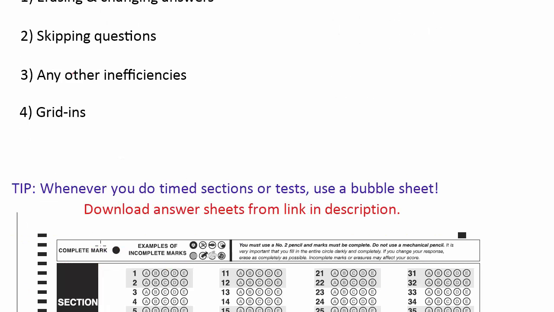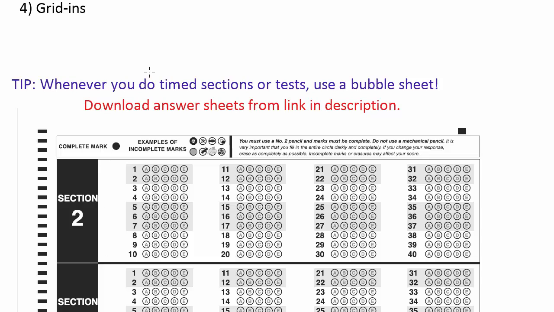So what is the tip? What is the solution? Here's the tip. Whenever you do timed sections or tests for practice, use a bubble sheet. You have to, number one, get used to bubbling in, but number two, you have to get used to losing that minute or 2 minutes or whatever when you're doing that section.